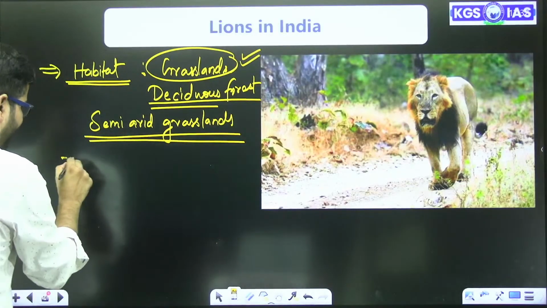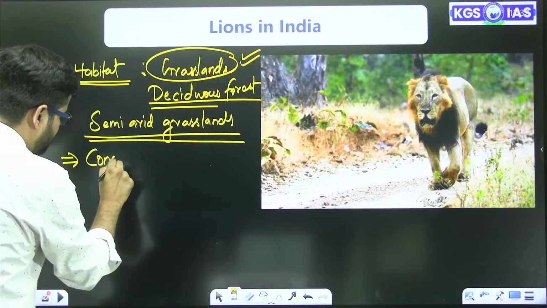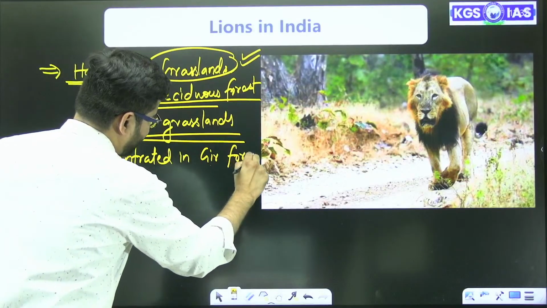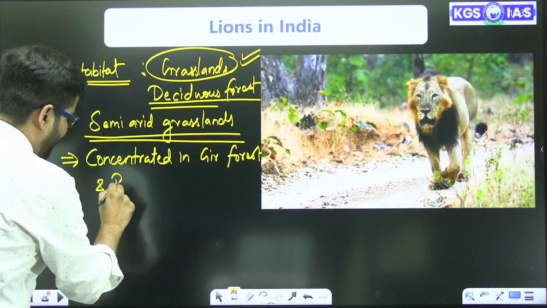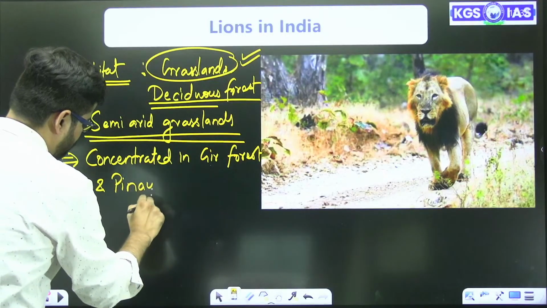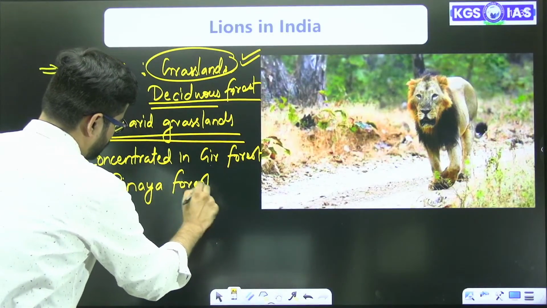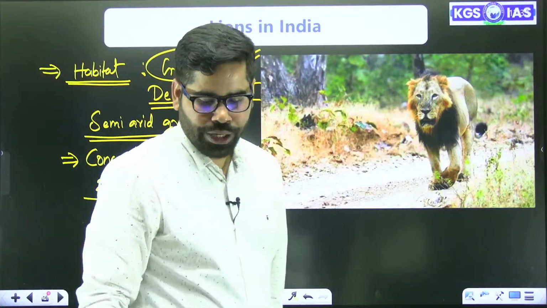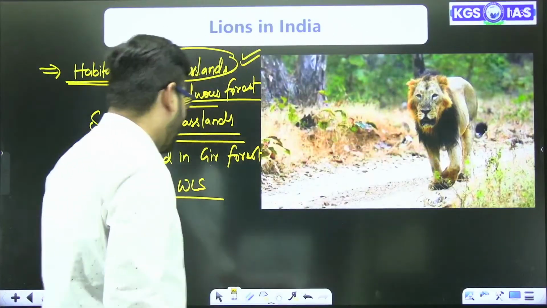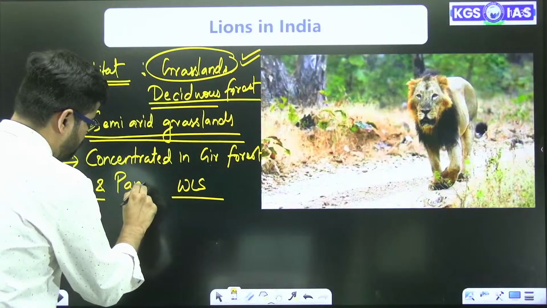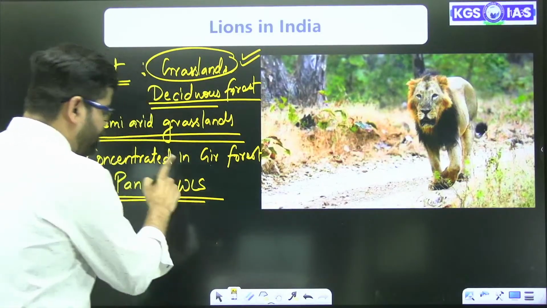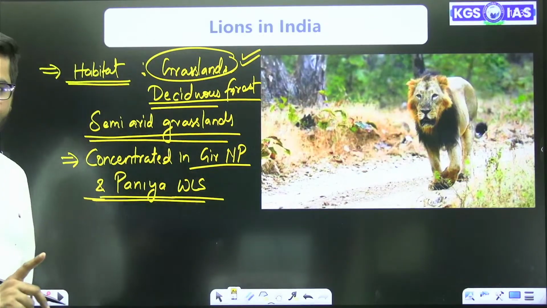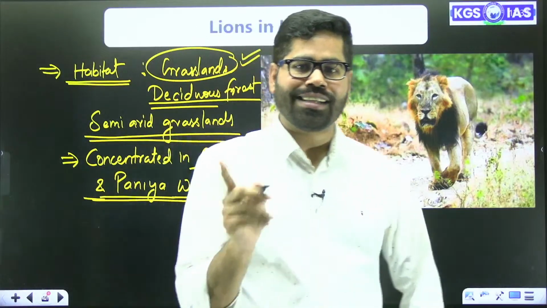In India, you will find that they are concentrated in Gir forest and Pania Wildlife Sanctuary. They are now located in these 2 areas: Gir National Park and Pania Wildlife Sanctuary. These are the 2 areas where you will find the Asiatic lions.